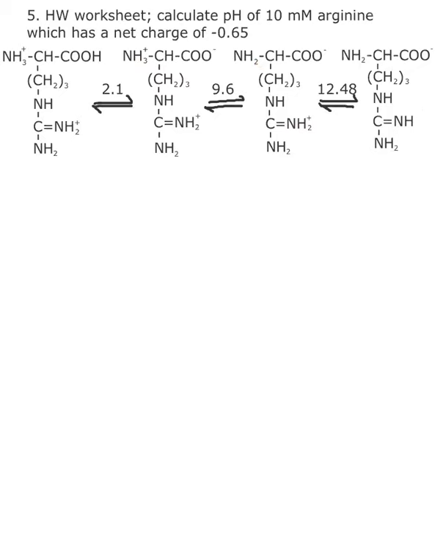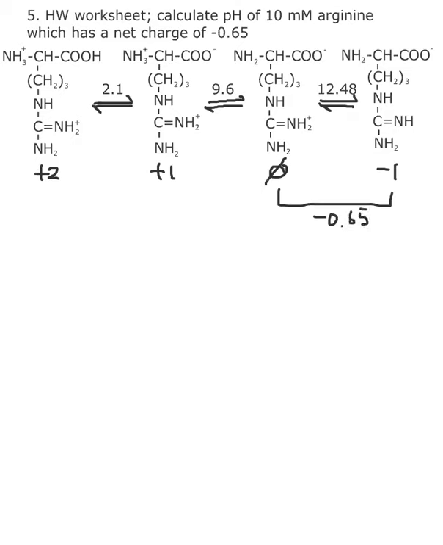And the next step is to look at the overall charge of each structure. So the first form here would be +2 charge, this one would be +1 charge, this one is neutral, and this one is -1 charge. So as you can see here, the net charge of -0.65 is in between these two forms over here.